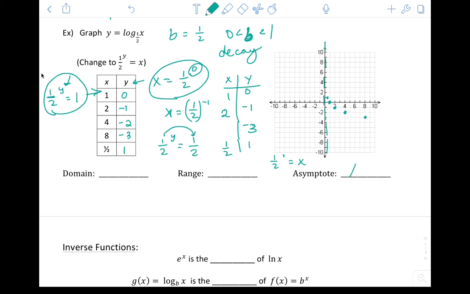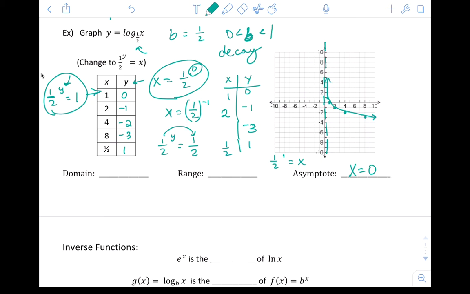Whether it's a growth or a decay, when there's no shifts or stretches or shrinks, your parent, in this case a base of 1/2, is going to have an asymptote at 0 unless you change it left to right. Speaking of, we're going to connect our dots. I'm a little off on that, but that's okay. So you see that decay. Hopefully you can tell that it is decaying from left to right.